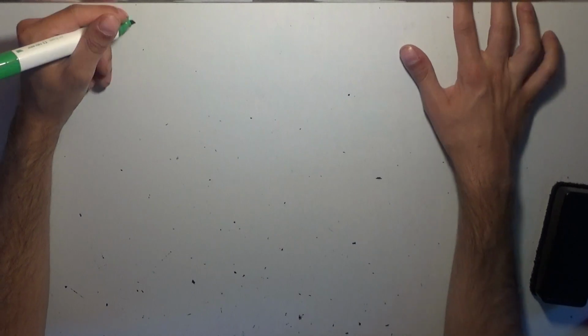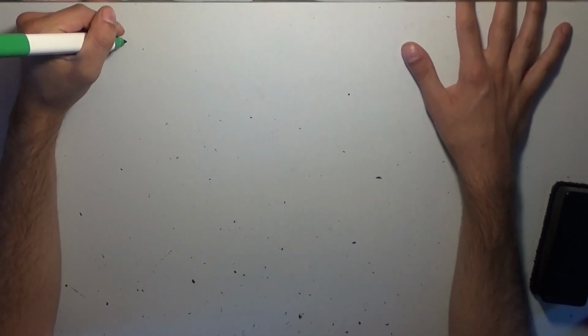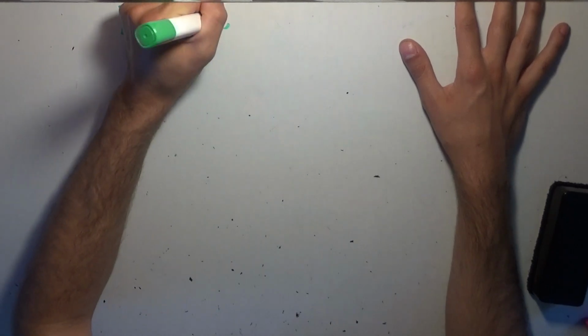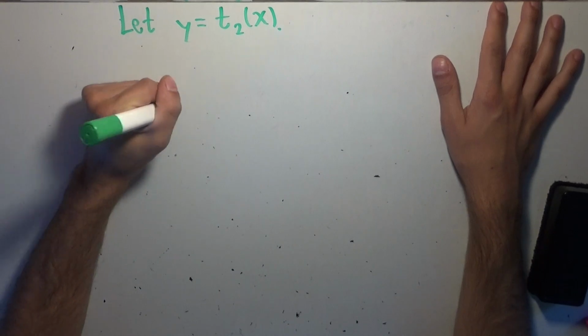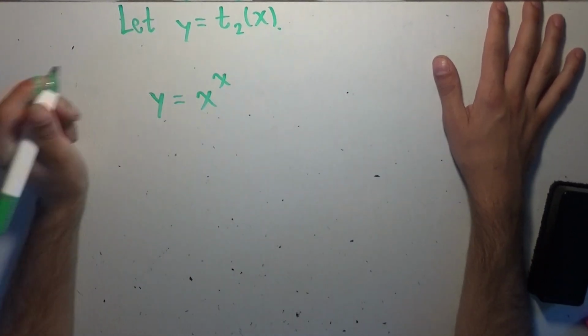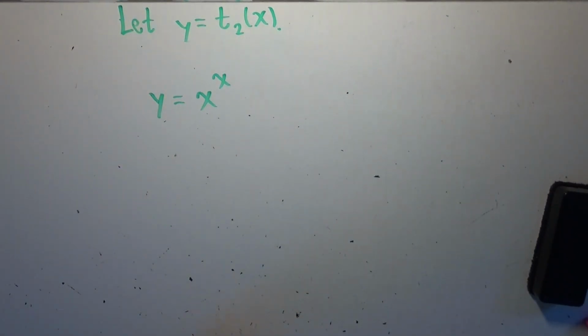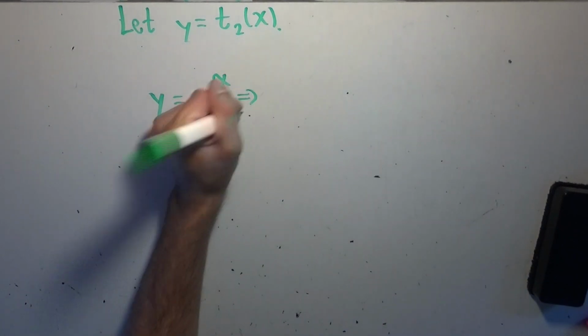So let's see if we can derive the derivative of the second tetration of x. Let y equal the second tetration of x. So we have y equals x to the x, and if we want to take the derivative of something, we might want to put it in terms of logarithms. So let's take the log of both sides.